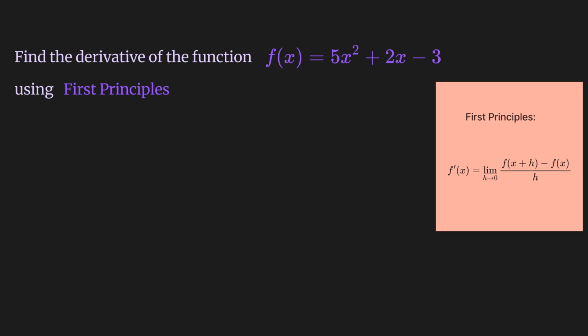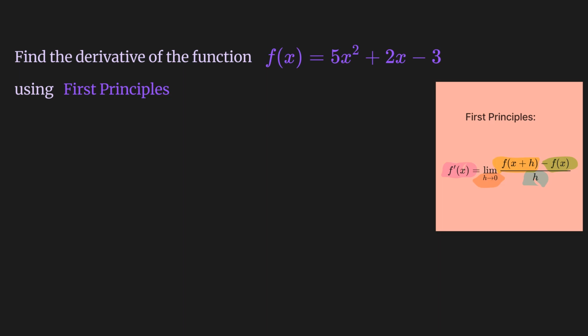First principle of differentiation helps us evaluate the derivative of a function using limits. Let's remember the formula for first principle of derivatives. f prime of x is equal to limit as h approaches 0, f of x plus h minus f of x, all over h. Notice that f of x plus h means take your f and in place of x, you use x plus h.